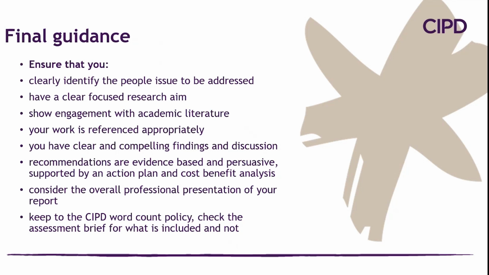Some important things to remember: make sure that you clearly identify that you've got a people issue to be addressed within the organisation. Make sure that when you write the research aim, it's clear and very focused, because that will really help to steer you through the review of the literature, and then when you come to complete your own research. It's important to show engagement with academic literature. Make sure those sources are appropriate and written by experts in their field. Make sure you're referencing correctly and appropriately.